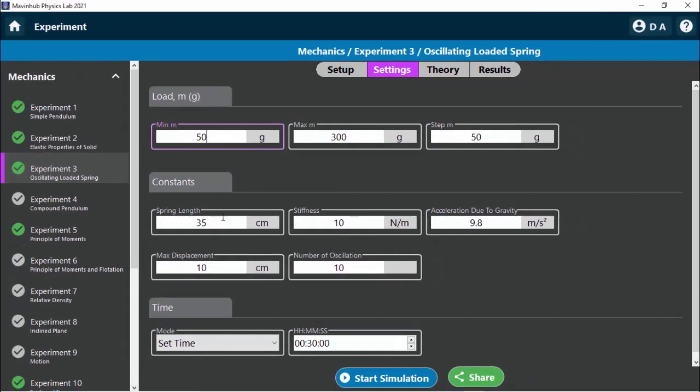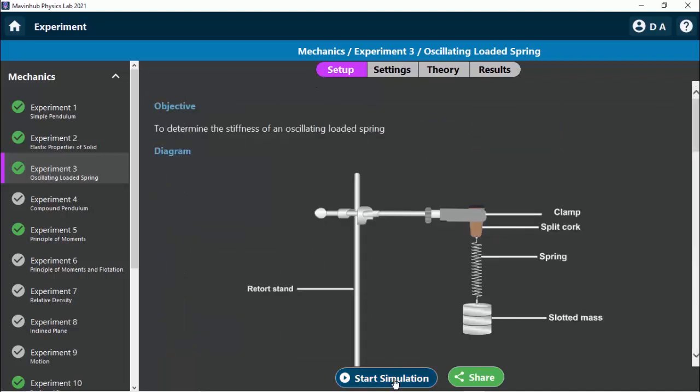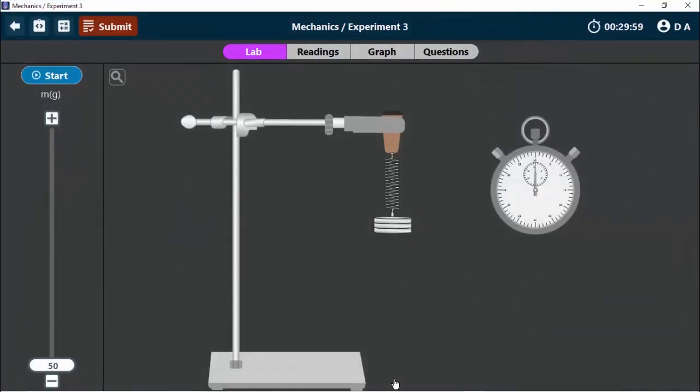Here we are going to set the minimum to be 50 and the maximum to be 130. And we are going to set the step to be 20, since we'll be adding 20 grams for each step. Now that we've got our settings, the time we'll be allowed to spend is 30 minutes. Let's start the simulation.